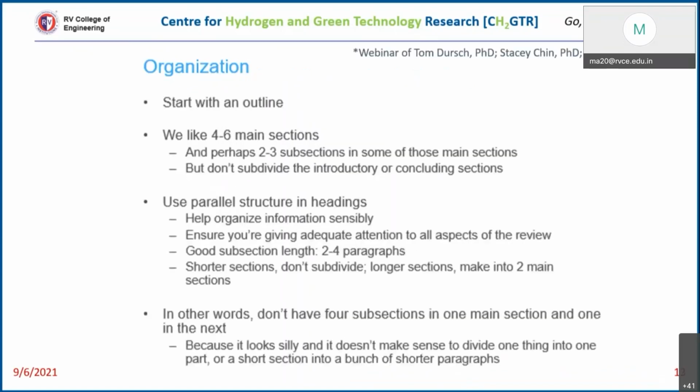Okay, coming to the organization, how we are going to organize the information. You start with an outline, and it is ideal to have around 4 to 6 sections. Do not have too many sections, and 2 or 3 subsections under each section is decent. Don't make too many subsections under one section and just one subsection under another section. Try to segregate the information and present it in such a way that it is balanced. And do not have subsections in the introduction and conclusion, right?